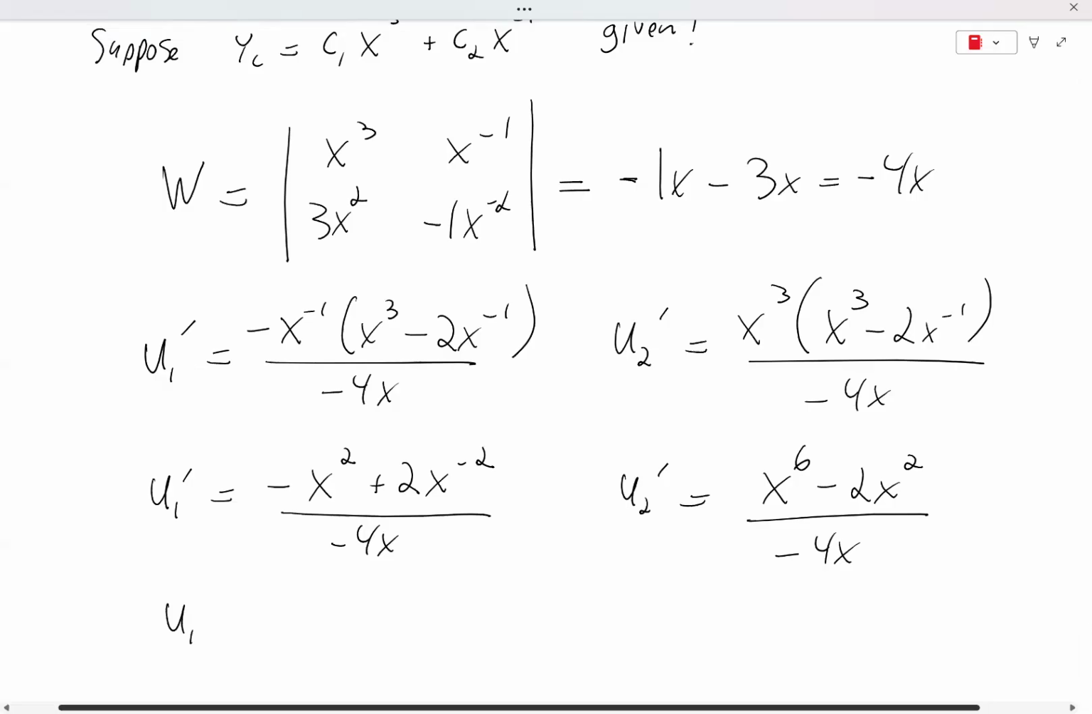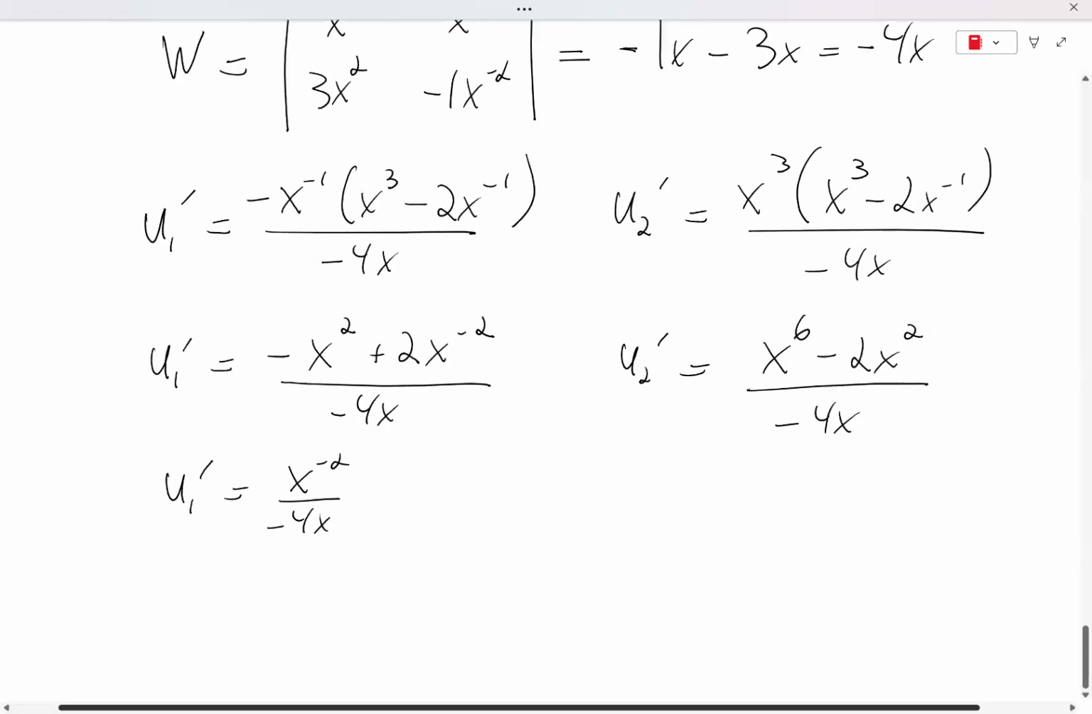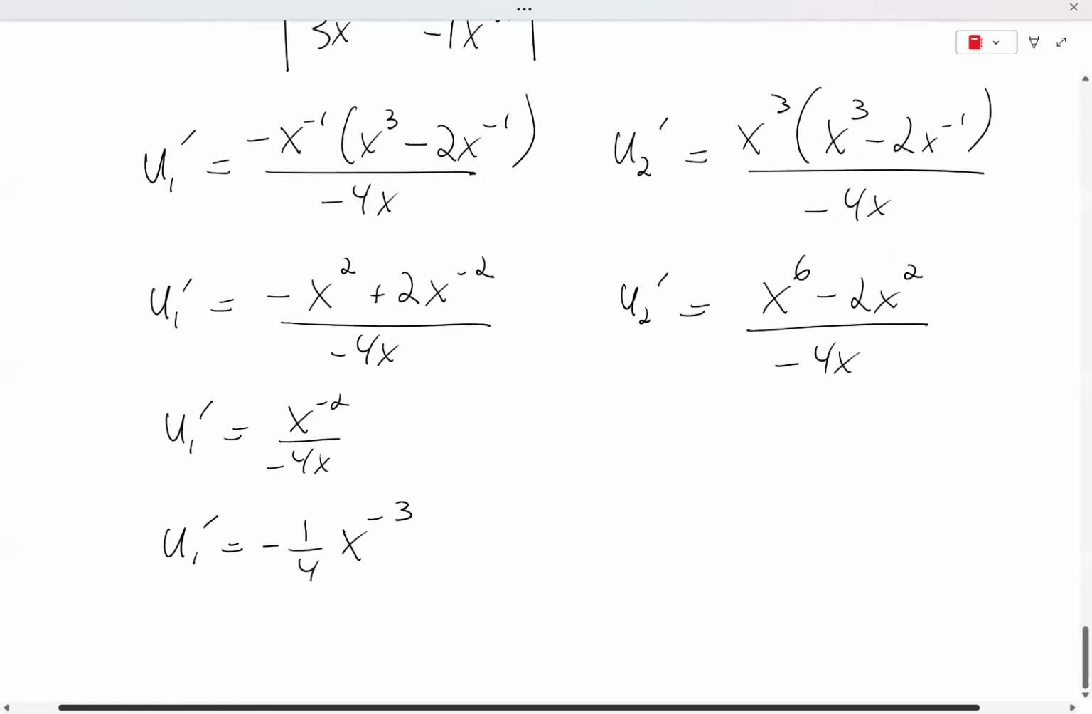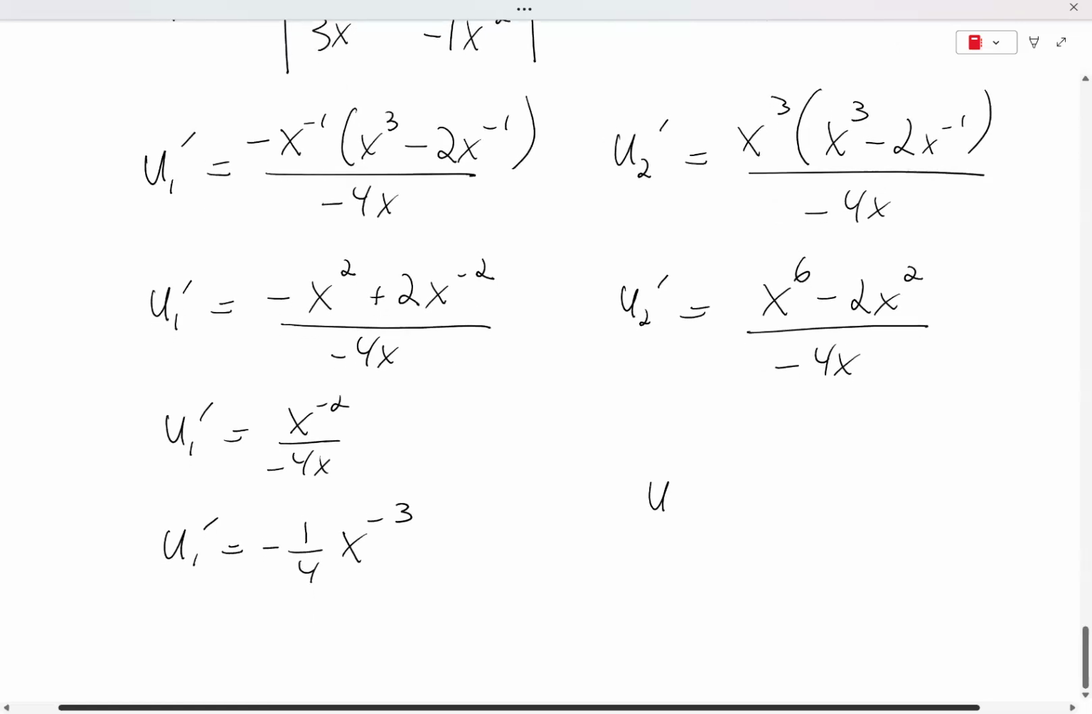Okay, so then we've got what? u1 prime is equal to, I can put like terms up there now on the first one. So that'd be x to the negative second over negative 4x. So u1 prime is equal to negative 1/4 x to the negative third, I guess there. Exponent properties. And then on the other one, u2 prime is equal to, I guess not too much to do there. Break it apart. You get negative 1/4 x to the fifth plus 1/2 x.